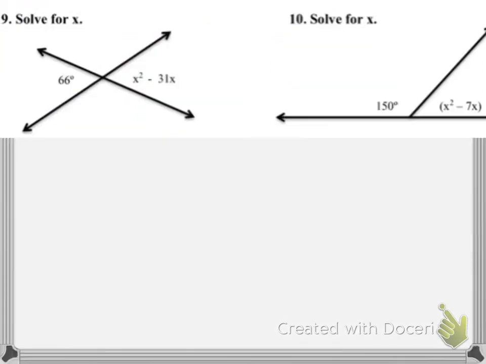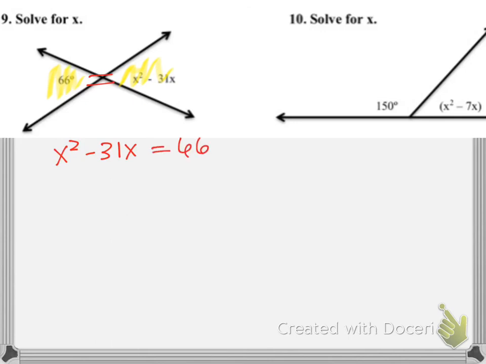Okay, then the last one. So this says to solve. Notice these 2 angles. These are called vertical angles. And what we know about vertical angles is that they are equal. So I'm going to say x squared minus 31x equals 66.